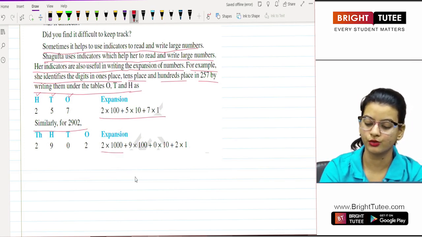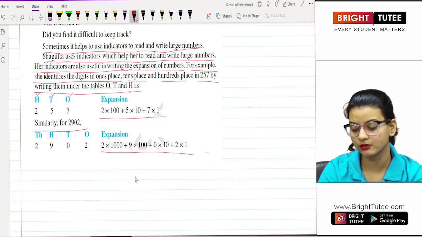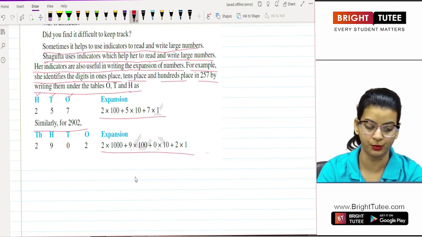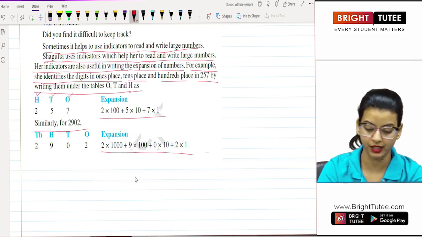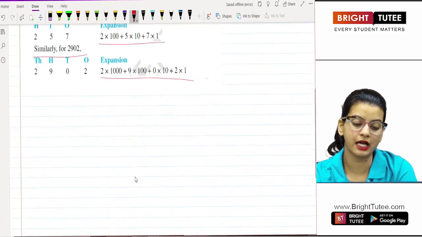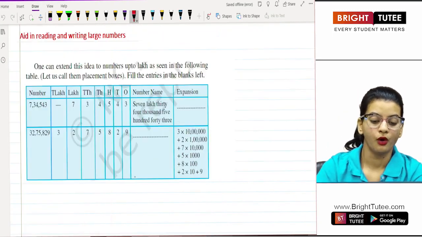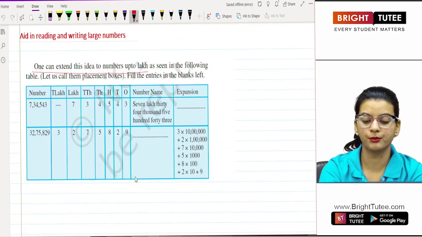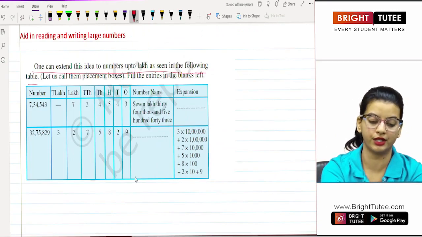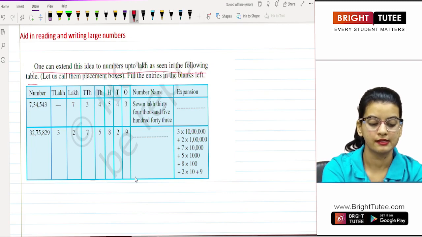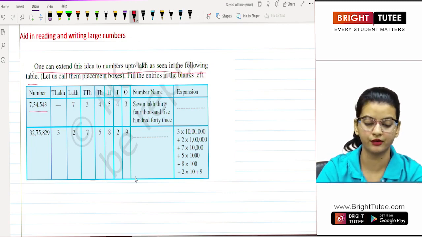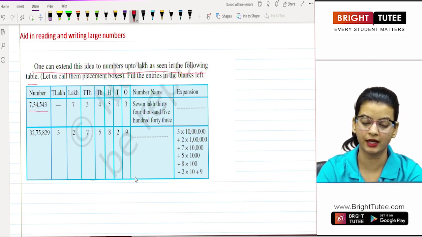Similarly, we can do for 2902. Okay, so 2 into 1000 plus 9 into 100 plus 0 into 10 plus 2 into 1. This is how we can do this. Alright. So if we expand the large numbers, then we can read that easily. Okay. One can extend this idea to numbers up to lakh as seen in the following table. Now this is 7,34,543.